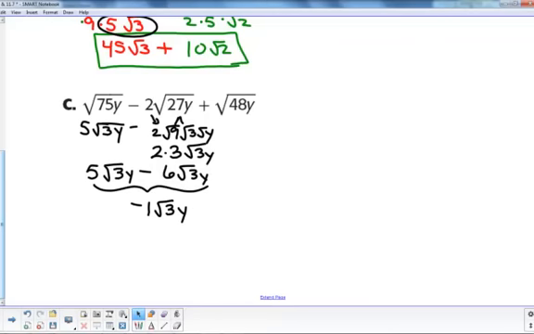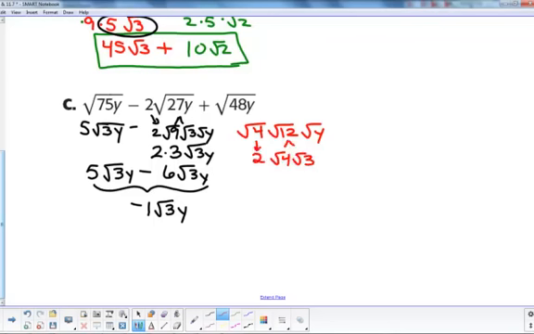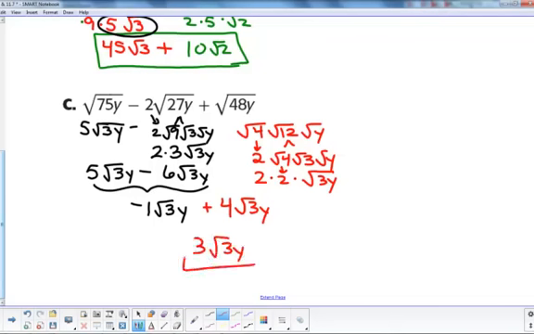And now we've got our 48y. Hopefully you can see that that's 4 times 12 times y. And if you know 16 goes into it, go ahead and do that. If you don't, just make sure you know that 12 is 4 times 3. So this is really 2 times root 3y. So this gives us 4 root 3y. So this letter C, every single one of them is a root 3y, so we can put them all together, and we'll get 3 root 3y as our final answer.